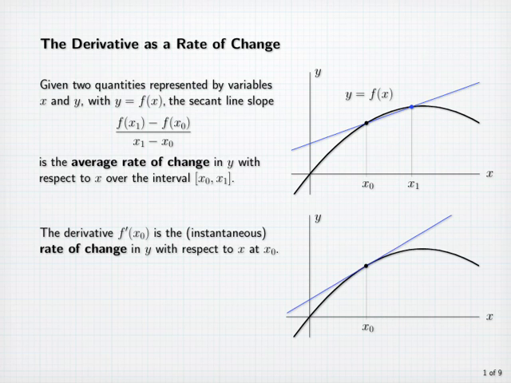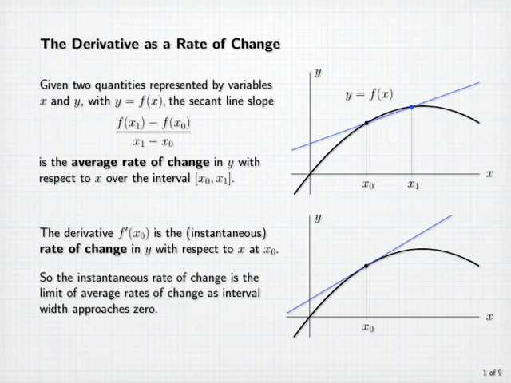The derivative f prime of x0 is the instantaneous rate of change in y with respect to x at x0. So the instantaneous rate of change is the limit of average rates of change as interval width approaches 0.